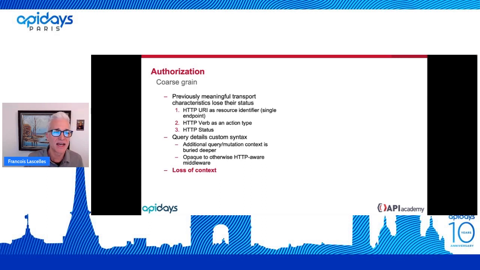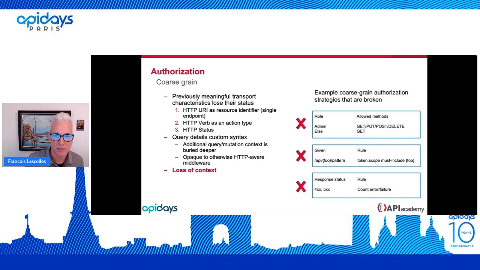And the details of the query syntax are inside the GraphQL syntax itself. So you need additional context to differentiate between a query and a mutation. So the details of a GraphQL syntax are opaque to otherwise HTTP-aware middleware. So here are some example coarse-grained authorization strategies that you might be leveraging somewhere in your architecture that are now broken as a result of introducing GraphQL APIs.